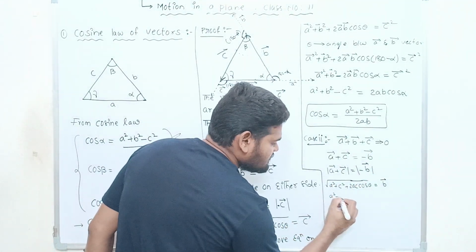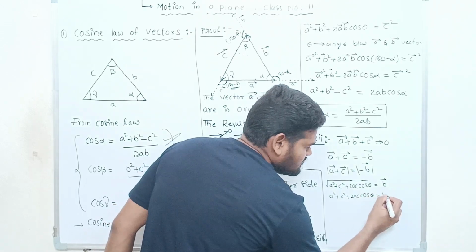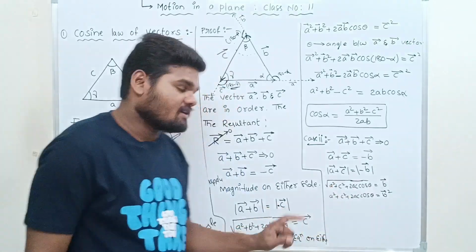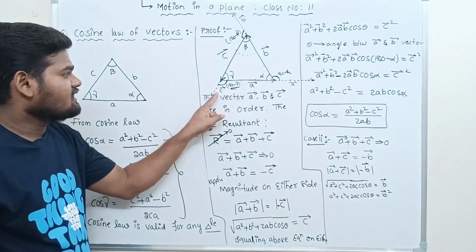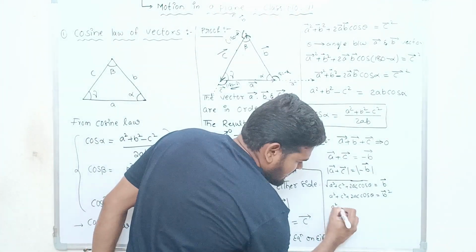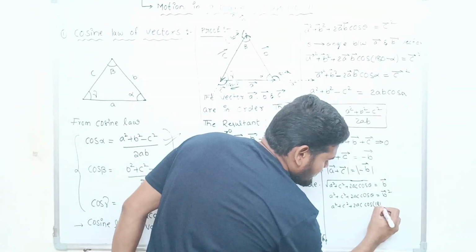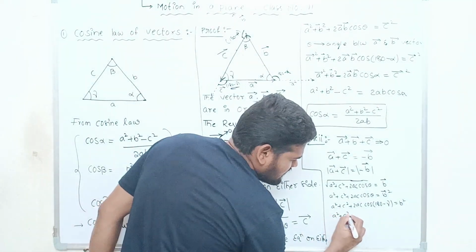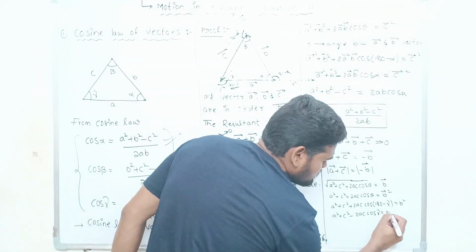After squaring on either side, this term becomes A square plus C square plus 2AC cos theta is equal to b bar square. After squaring, this b bar term becomes b square. Here theta is the angle between A and C. What is the angle between A and C? It is 180 minus gamma. So A square plus C square plus 2AC cos(180 minus gamma) is equal to B square. So A square plus C square minus 2AC cos gamma is equal to B square.